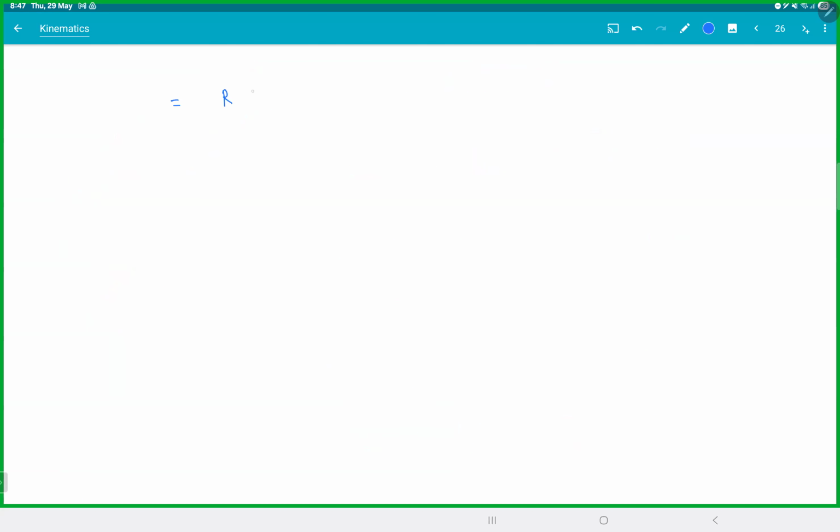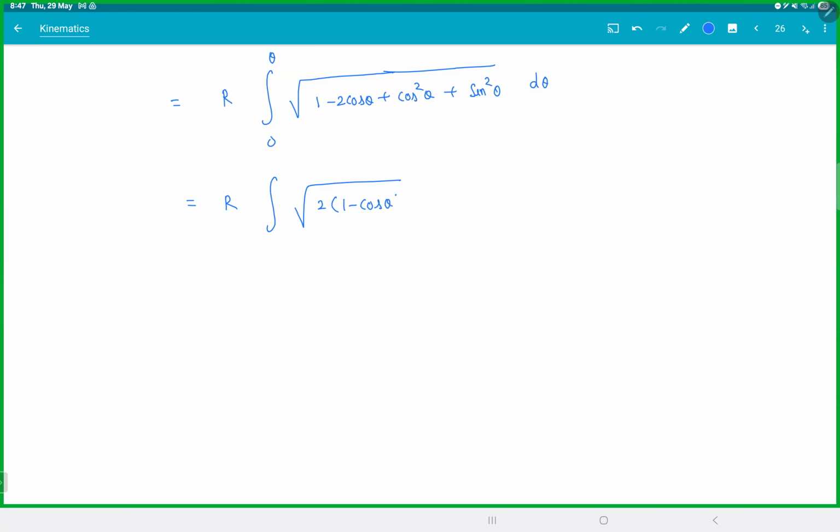If you expand this, r comes out of the integral. It will be root over 1 minus cos theta whole square plus sine square theta, which is 1 minus 2 cos theta plus cos square theta plus sine square theta. This will be r into the integral of root over sine square theta plus cos square theta becomes 1, so 2 into 1 minus cos theta.